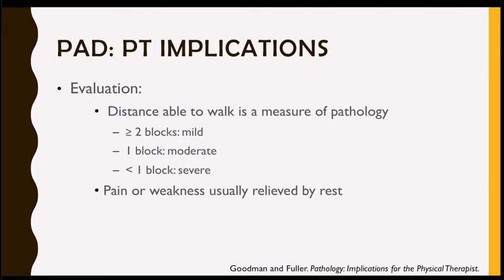So as PTs, we deal with peripheral arterial disease a lot. We evaluate it, we treat it. So we can use how far they can walk as a measure of pathology. And by distance they're able to walk, I mean how far can they walk before the onset of pain?